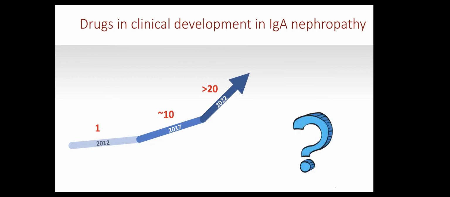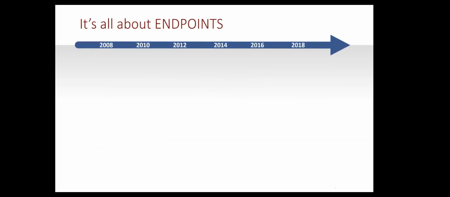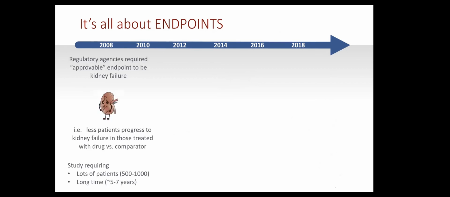So why? How has this come to be? Well, it's all about endpoints. Everything's to do with endpoints here. Back about 15 years ago or so, for a drug to be approved, we really needed to be looking at endpoints of kidney failure. And that's what the regulatory agencies required. So in other words, what do we mean here? It means that if we conduct a trial, we have to show that fewer patients progress to kidney failure in those treated with a drug versus a comparator.